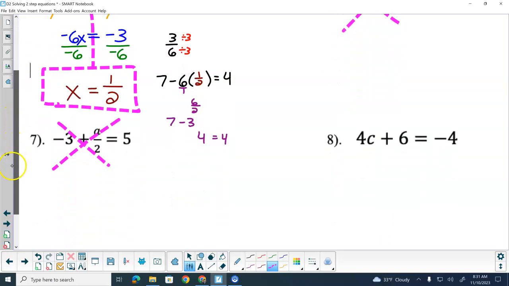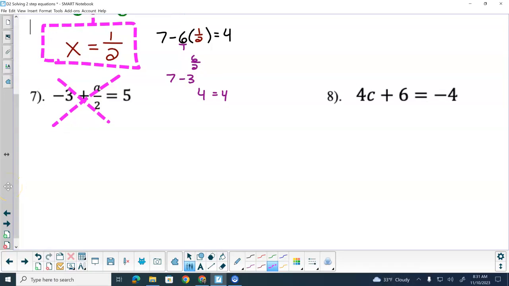Number 8. What am I going to do first? How am I going to get rid of the 6? Let's subtract the 6 from both sides. Yep. That's going to leave me with 4c on this side and negative 10 on that side. What's the mathematical operation going on with 4 and c? Multiplication, so I have to divide by 4.